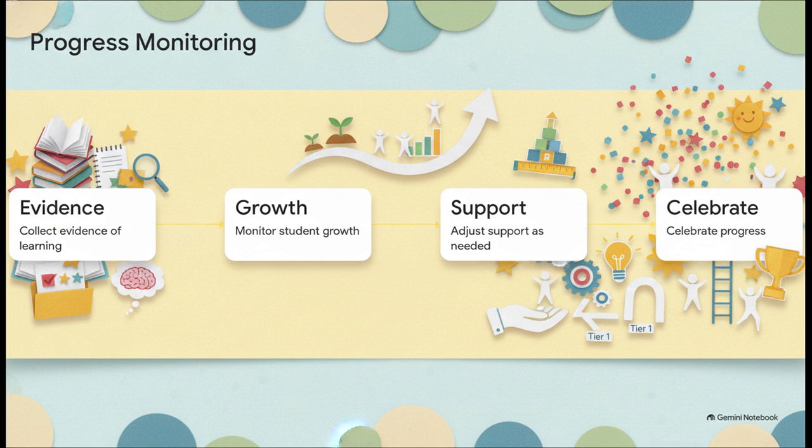Think of progress monitoring as a super active, dynamic life cycle. First, we collect evidence of learning. Second, we monitor the student's growth against our standards. Third, we adjust our support. Maybe they need more time, or hey, maybe they're ready to step right back into strictly Tier 1. And fourth, we celebrate that progress. This continuous cycle of improvement is exactly what keeps the learner moving forward.